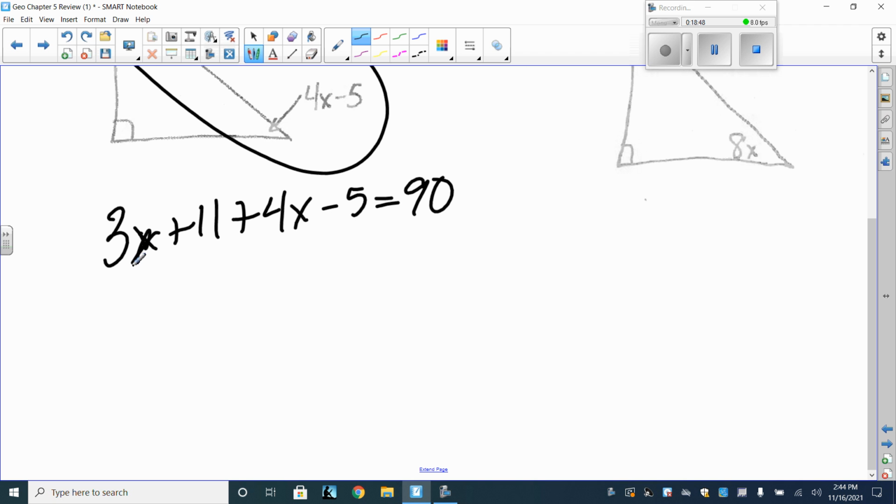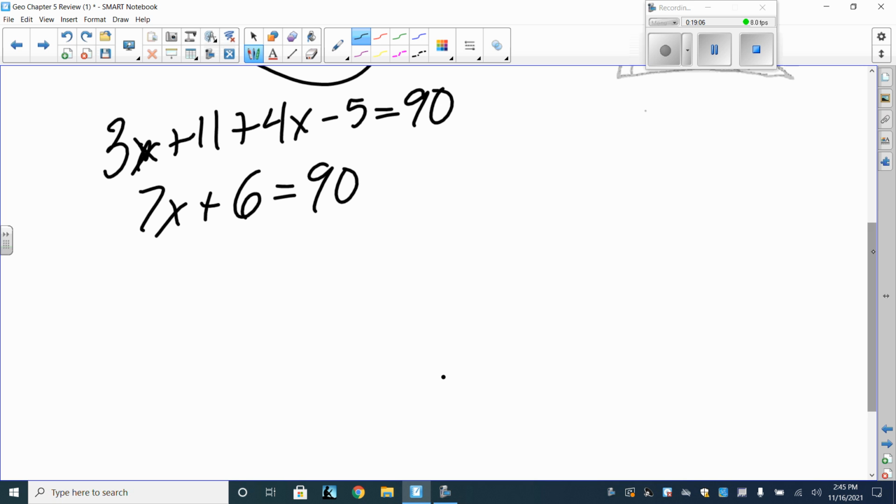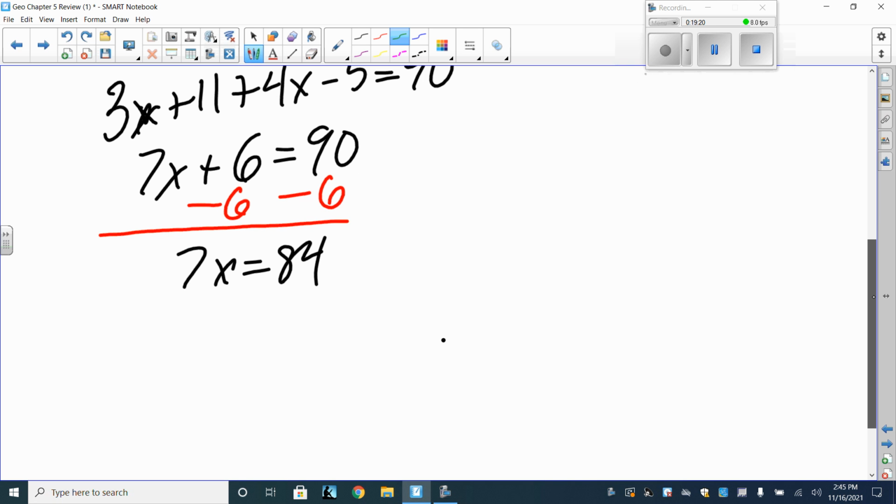Now, what we solve for first, well, we want to combine like terms, so 3x and 4x is 7x, and 11 minus 5 is plus 6, is equal to 90. Now we want to get x by itself, so we would subtract 6 from both sides, which tells me that 7x is equal to 84, and then we would divide.